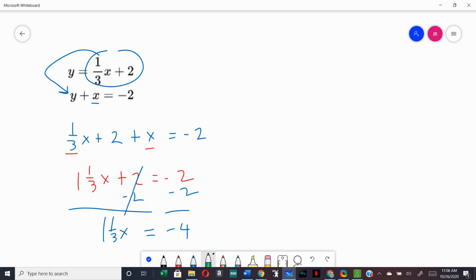So what I'm going to do is I'm going to convert this mixed number into an improper fraction. Remember, you multiply and then you add. So I got 3 times 1 is 3, plus 1 is 4. So I'm going to end up with 4/3 x equals -4. And now how do I cancel a fraction? Well, you have to multiply by a reciprocal to cancel a fraction. So the reciprocal of 4/3 is 3/4.